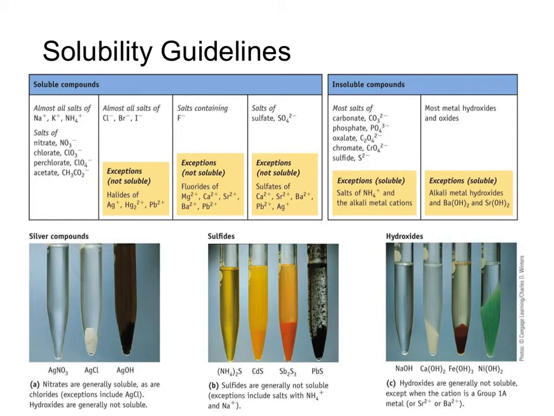We also have hydroxides. Hydroxides, generally speaking, are not soluble. However, exceptions are the group 1 metals and strontium and barium. So we see that sodium hydroxide is soluble. However, calcium hydroxide, iron 3 hydroxide, and nickel 2 hydroxide are not soluble. As you work more with precipitate reactions and the solubility table, you will get to learn some of these trends.